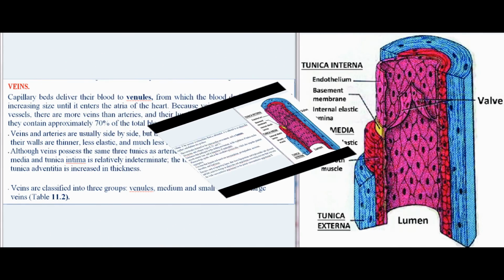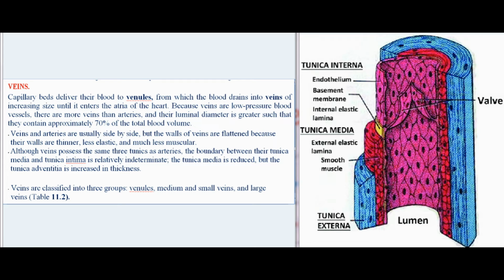Veins. Capillary beds deliver their blood to venules, from which the blood drains into veins of increasing size until it enters the atria of the heart. Because veins are low-pressure blood vessels, there are more veins than arteries, and their luminal diameter is greater, such that they contain approximately 70% of the total blood volume. Veins and arteries are usually side by side, but the walls of veins are flattened because their walls are thinner, less elastic, and much less muscular.